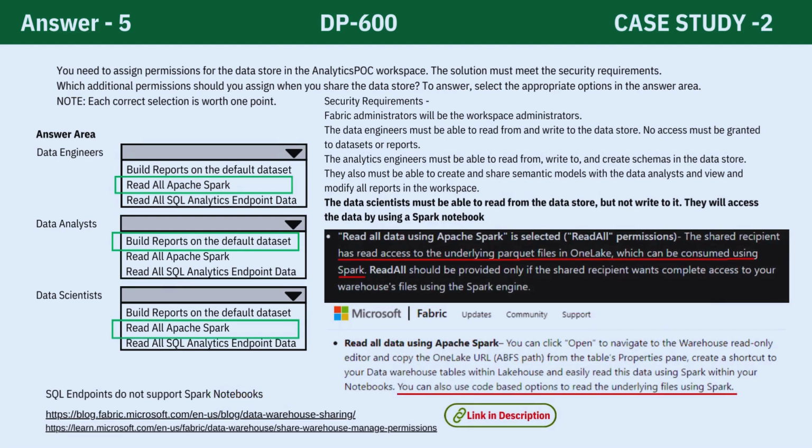The data scientists would need Read All Apache Spark permission, because with this permission, the shared recipient has read access to the underlying Parquet files in OneLake, which can be consumed using Spark, and the case study mentions that the data scientists will access the data by using Spark notebooks. You might have thought SQL endpoints were the correct answer, as they are read only, but it isn't, because SQL endpoints do not support Spark notebooks.